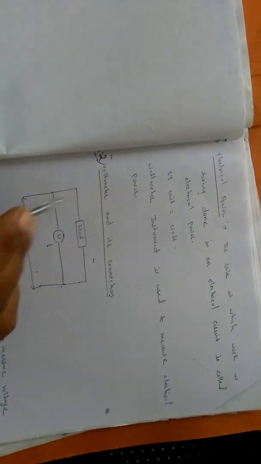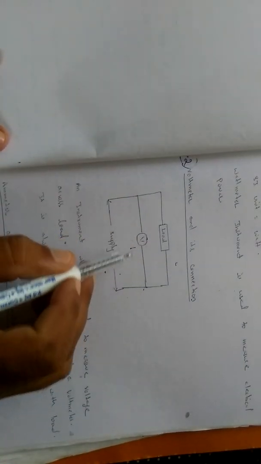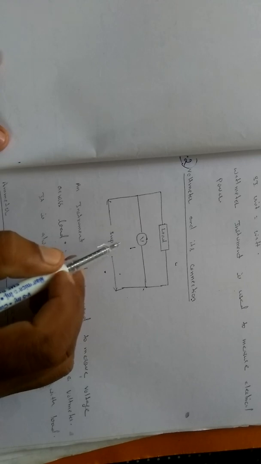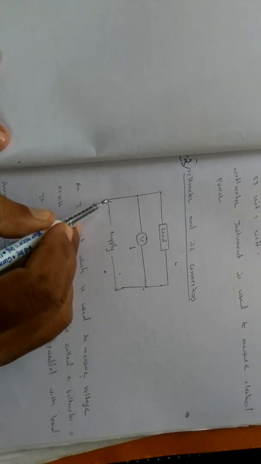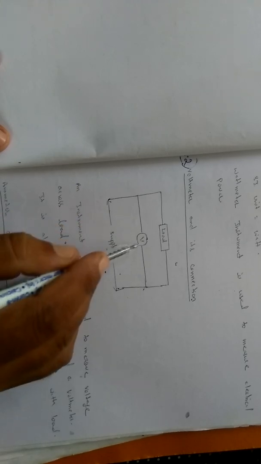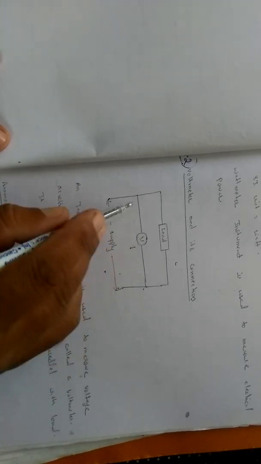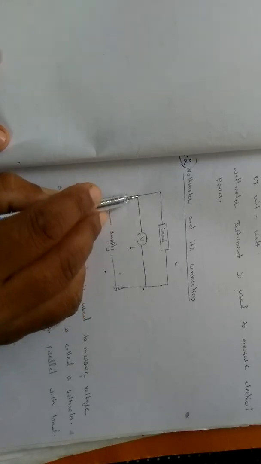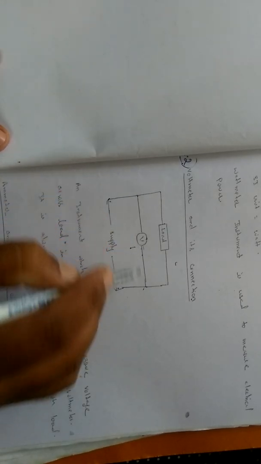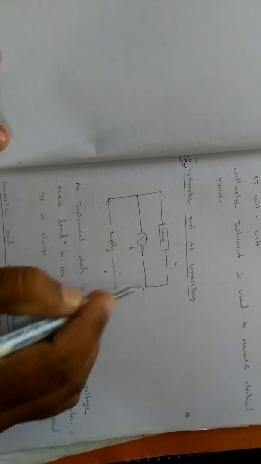Next topic is voltmeter and its connection. A voltmeter is always connected in parallel with supply. Here is supply. This is one terminal, this is second terminal, and voltmeter is connected across the supply. Means one terminal of the voltmeter is connected to one terminal of supply, and the second terminal of voltmeter is connected to second terminal of supply.